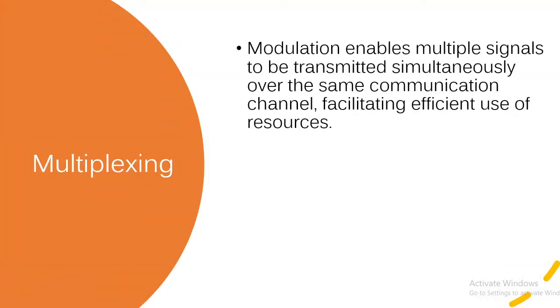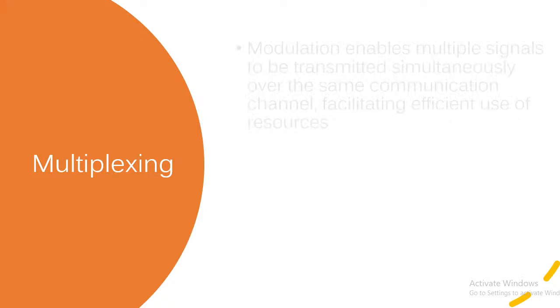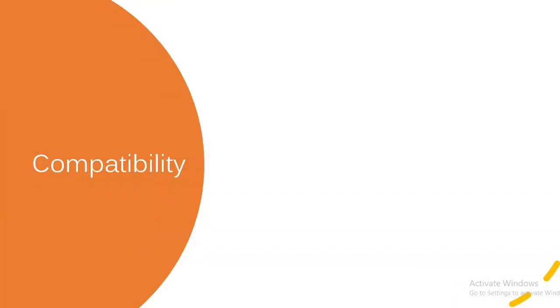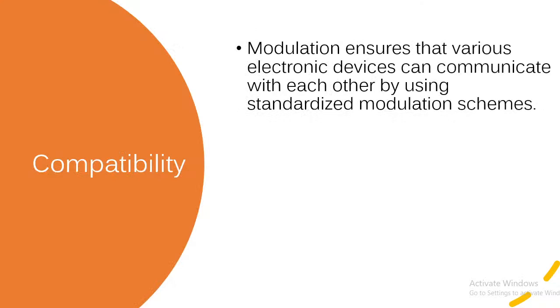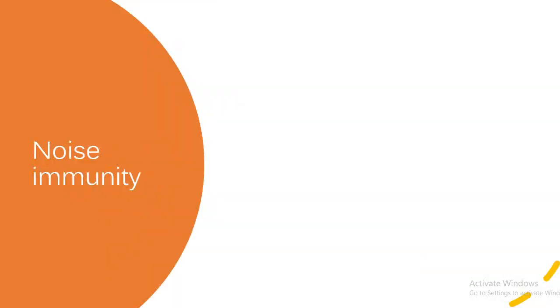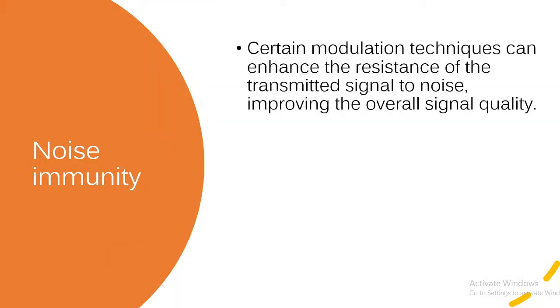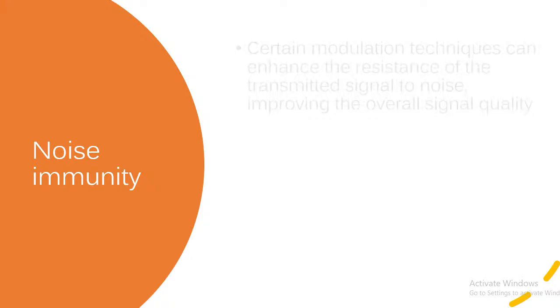Second is multiplexing. Modulation enables multiple signals to be transmitted simultaneously over the same communication channel, so efficient use of resources. Then compatibility. Modulation ensures that various electronic devices can communicate with each other by using standardized modulation schemes. Noise immunity. Some modulation techniques, not all, can enhance the resistance of the transmitted signal to noise. So overall integrity is increased.